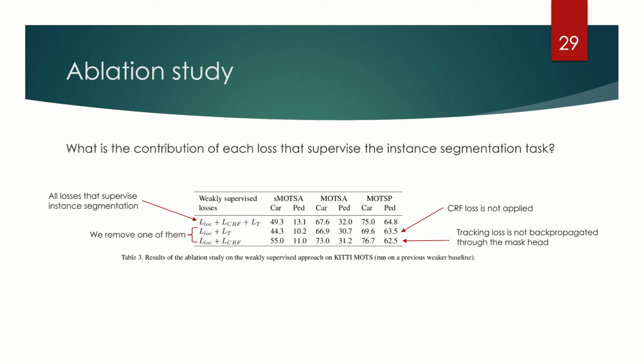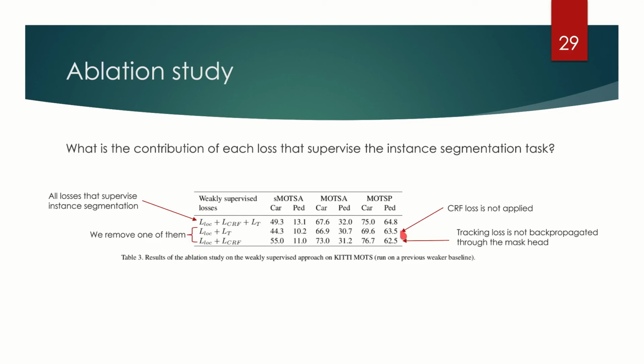So, the first row is what we get when using the supervision of the three losses, and we have tested what happens when we remove one of them, using exactly the same hyperparameters. Of course, the foreground localization loss is necessary, otherwise it just does not learn at all. That is why this variant is not considered in the table. When we remove the CRF loss, the performance significantly drops, because this loss is needed to predict the edges of the objects.